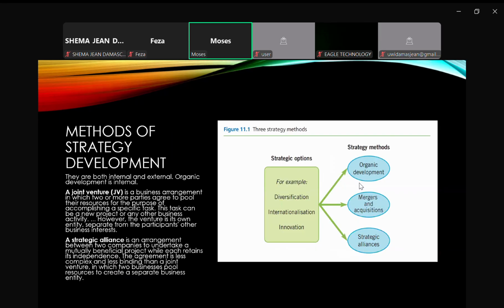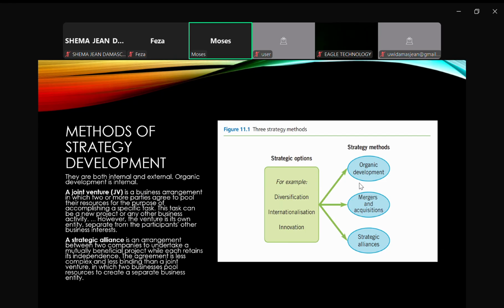And then we talked about strategy development. Strategy development is essentially about how you develop your strategy, whatever strategy it is. And there are 2 main types: organic and artificial. Organic development, of course, is concerned with growing your company naturally, organically. And then artificial has 2 types: mergers and acquisitions, as well as strategic alliances.